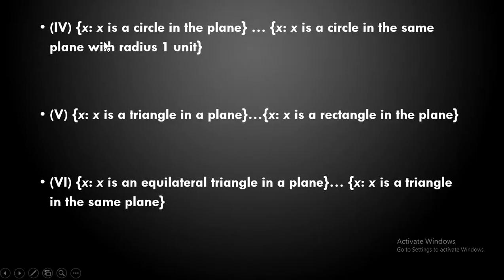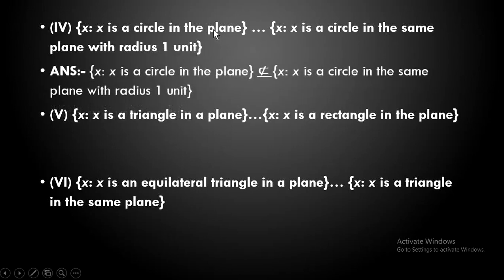Fourth bit says x is such that x is a circle in the plane and then x is such that x is a circle in the same plane with radius 1 unit. Now over here you cannot say that the first one is a subset of the second one because x can be a circle with more than radius 1 unit. Then that time it will not be a part of the second one. It will be bigger than that. So it will not be called a subset of the second one.